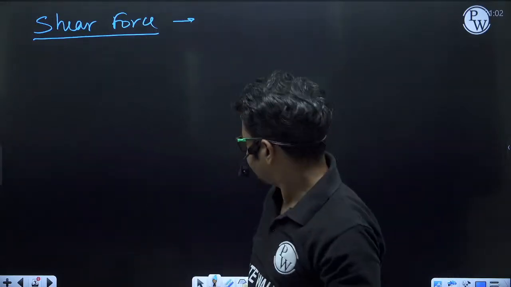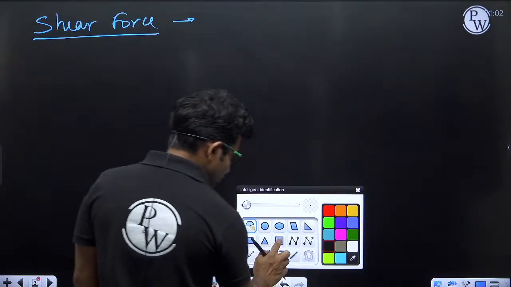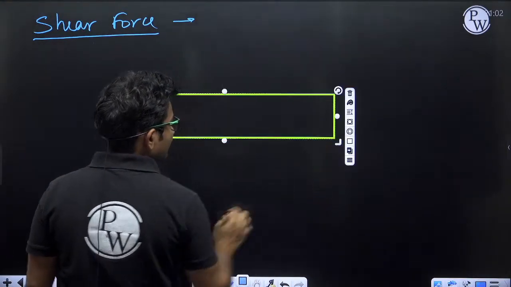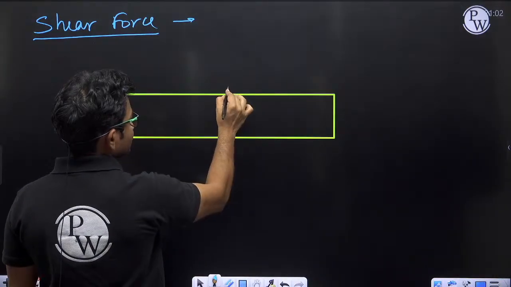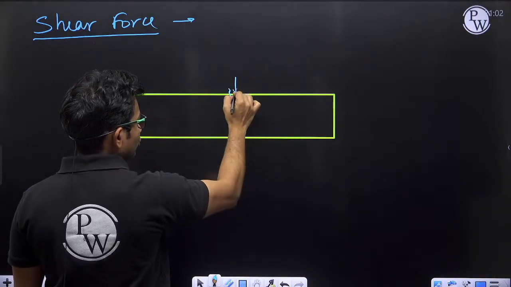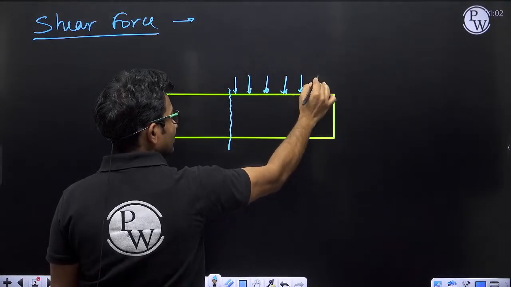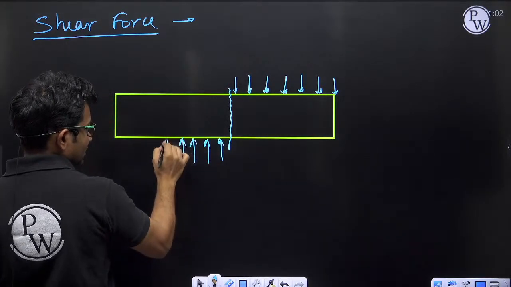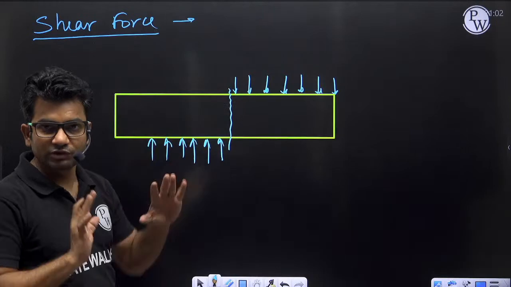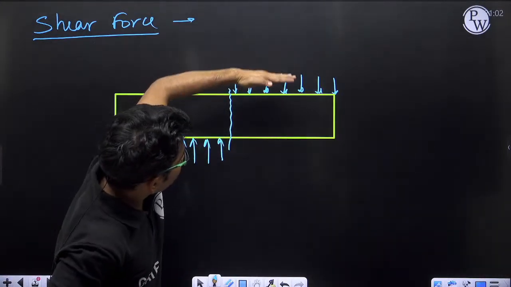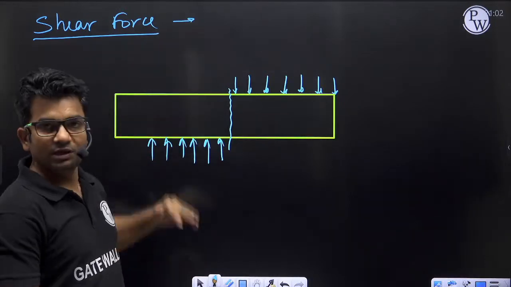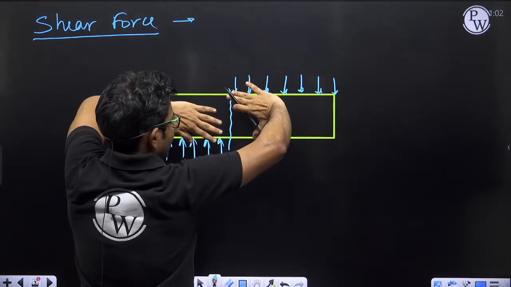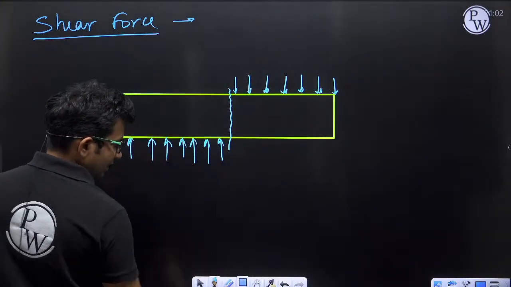So the forces that are parallel to the cross section will be experiencing shearing. If I am applying some load here like this, and applying an equal and opposite load here, such that in the vertical direction force equilibrium is maintained, whatever is the total force in the downward direction, the same total force is in the upward direction, but about this section, this body will have a tendency to get sheared.